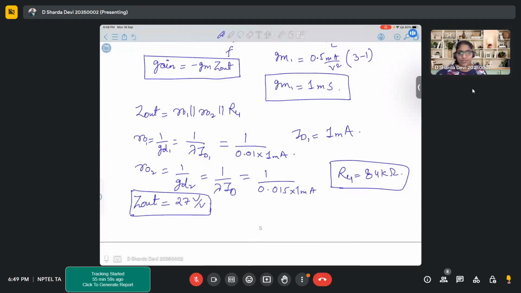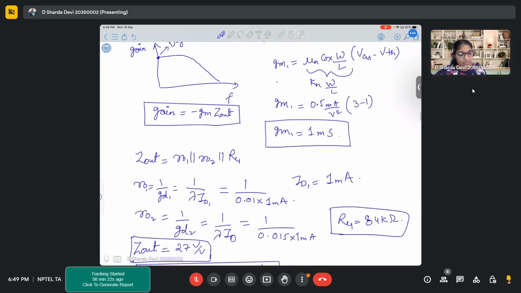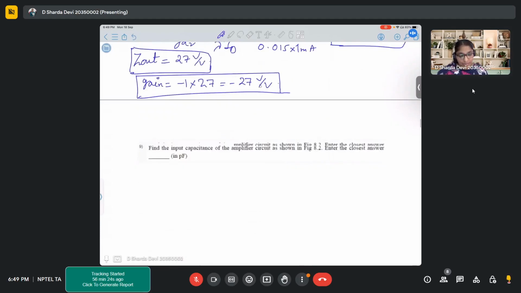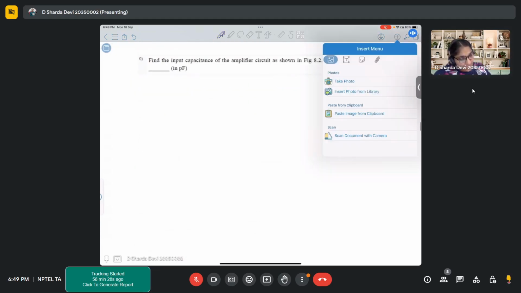So now this is right. Now gain is gm into R out, so minus 1 milliampere per volt into 27. So that is minus 27 volt by volt. So the gain for this circuit is minus 27 volt by volt. Correct? And why, because it is a CS amplifier. Correct? Okay.